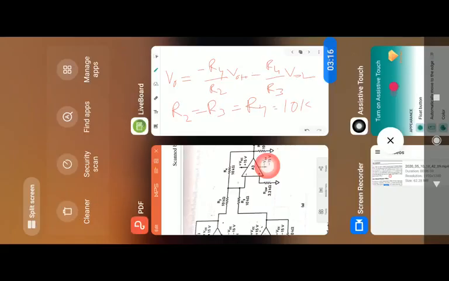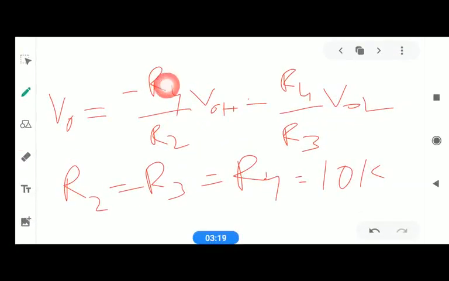Therefore the gain for the signal from the high pass filter is minus R4 by R2, and the signal coming from the low pass filter at the output of the summing amplifier is minus R4 by R3. You also observed that R4, R2 and R3 are all taken equal here, 10 kilo ohm. Therefore the gain for the summing amplifier is 1 only, right?